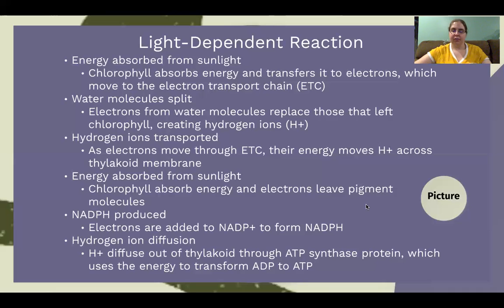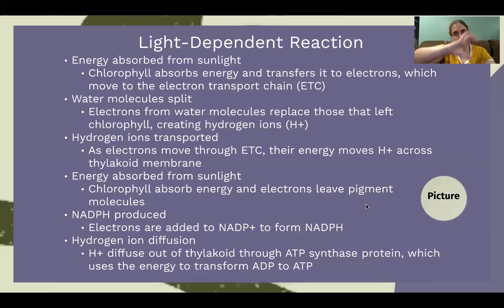Hydrogen ion diffusion. The hydrogen ions, remember, we brought across the membrane to build up a concentration of them. That means there are more hydrogen ions inside the thylakoid membrane than outside. So the hydrogen ions are going to move down their concentration gradient and move out of the thylakoid disc through a particular protein called ATP synthase.